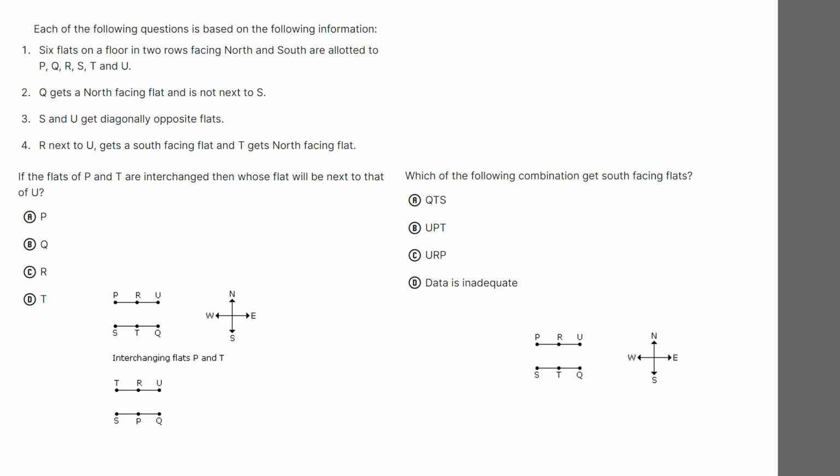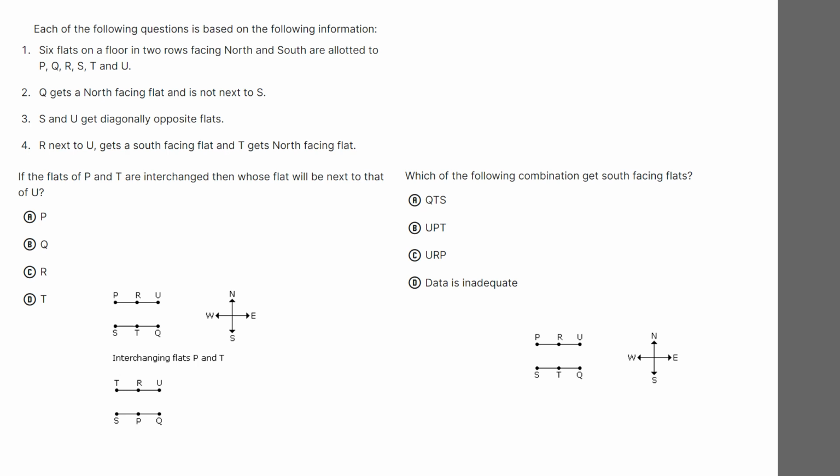If the flat of P and T are interchangeable, then whose flat will be next to that of U? Now P and T are interchangeable. It means that this P position and T position is not constant, may or may not. Now the question is whose plot will be next to that of U? Next to that of U, you can see here clearly R is the answer. That is C option is answer.